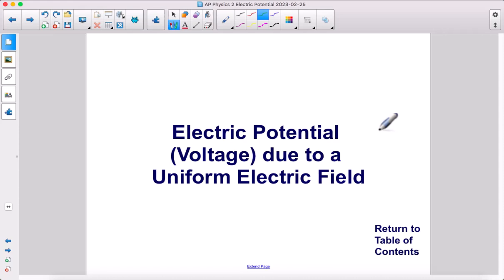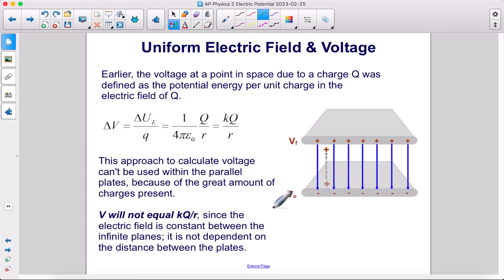Electric potential, or voltage, due to a uniform electric field. Earlier, the voltage at a point in space due to a charge Q was defined as the potential energy per unit charge in the electric field of Q. So we had kQ over r. This approach to calculate voltage can't be used within the parallel plates because of the great amount of charges present. Voltage will not equal kQ over r in a uniform electric field.